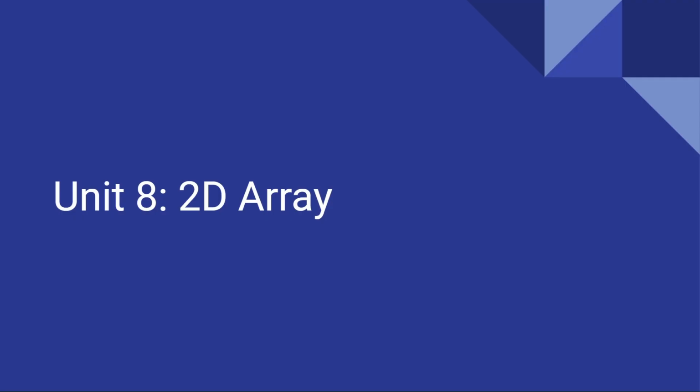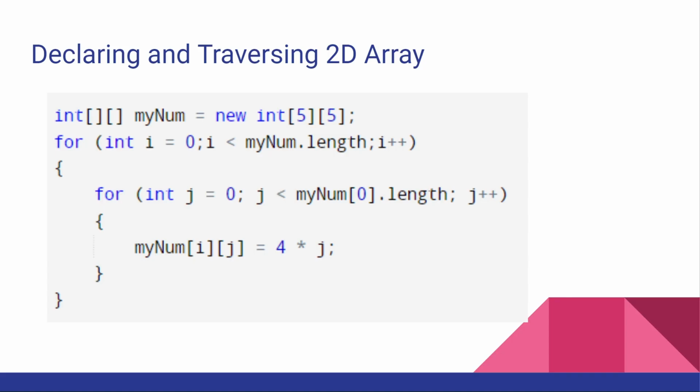So now let's get into Unit 8, 2D arrays. The first step to understand is how do you declare 2D arrays? What you do is the same as how you would do for a 1D array. You would have your data type, in this case int, and then instead of having 1 square brackets, you're going to have 2 square brackets.